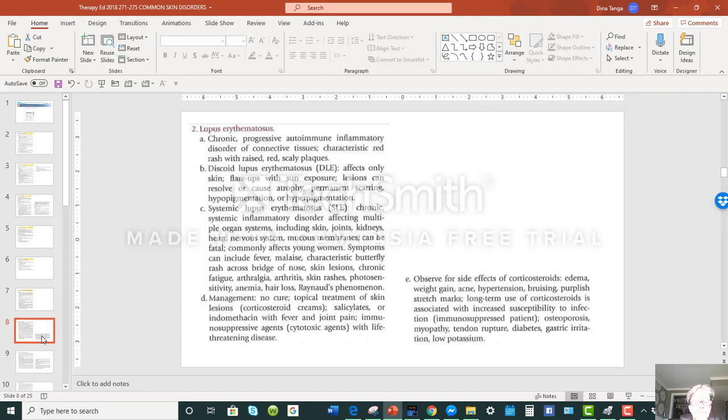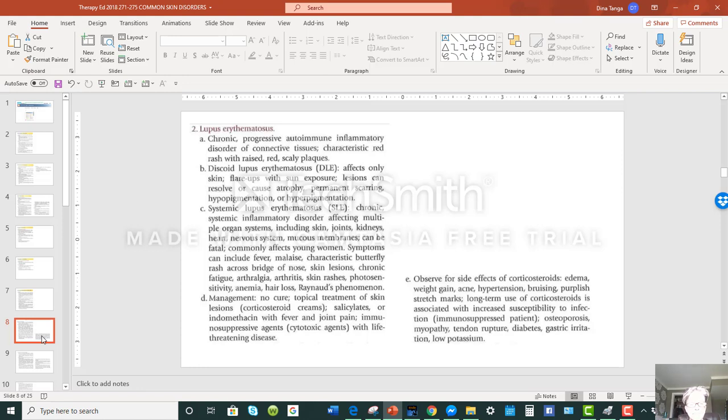Systemic lupus: chronic systemic inflammatory disorder affecting multiple organ systems, including skin, joints, kidneys, heart, nervous system, and mucous membranes. Can be fatal. Commonly affects young women. Symptoms can include fever, malaise, characteristic butterfly rash across bridge of nose, skin lesions, chronic fatigue, arthralgia, arthritis, skin rashes, photosensitivity, anemia, hair loss, and Raynaud syndrome.